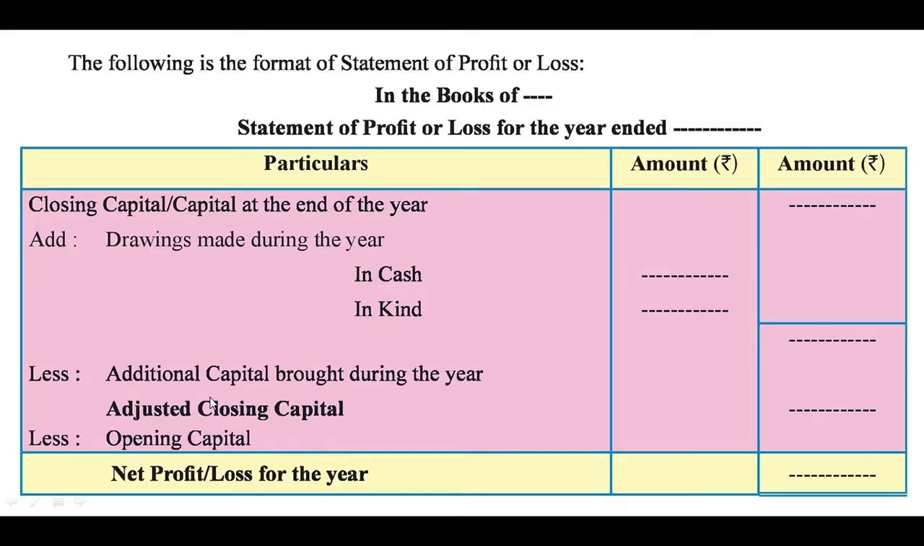Here the statement is given. The title is very important: in the books of, you can write the name of the businessman or the firm, then statement of profit or loss for the year ended. We have to start with the closing capital.